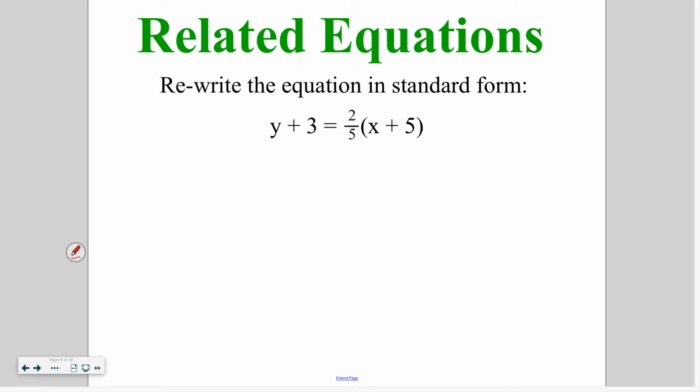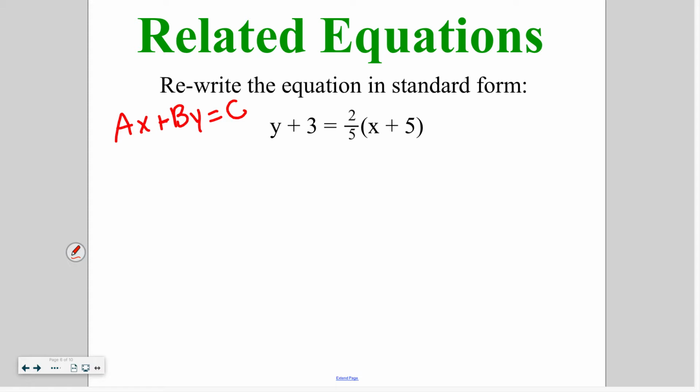The other thing that we want to be able to do today is go in between the three types of linear equations. So right now we are given an equation in point-slope form. y plus 3 is equal to 2/5 times x plus 5. We want to rewrite that equation to get it into standard form. Just a quick reminder, standard form is ax plus by is equal to c.